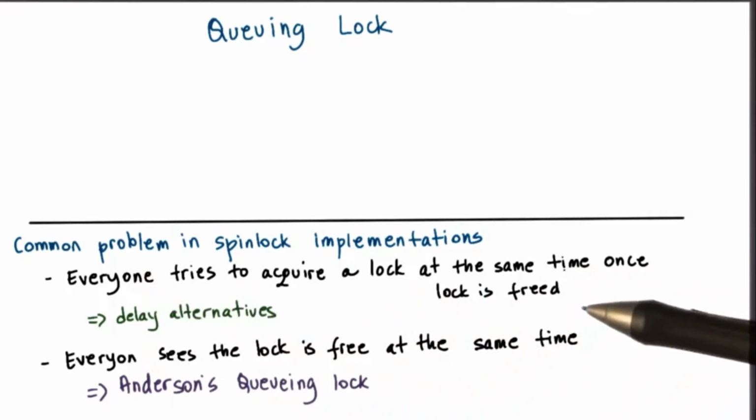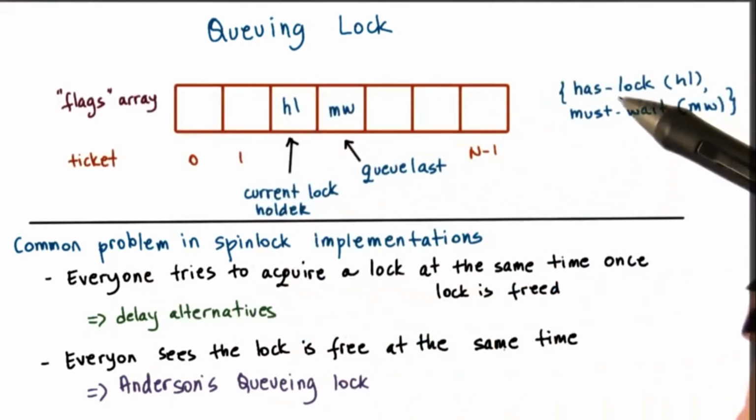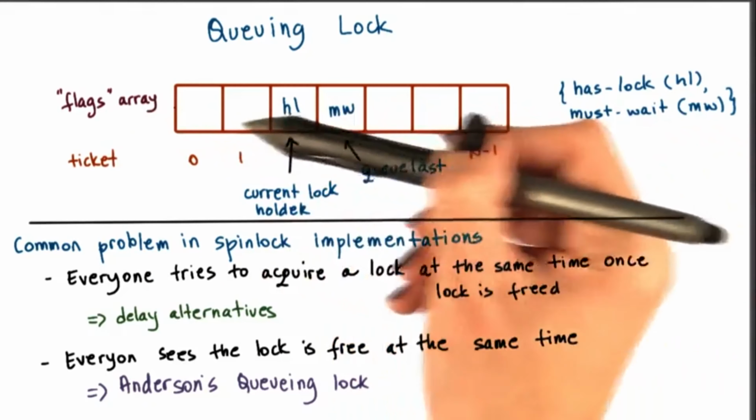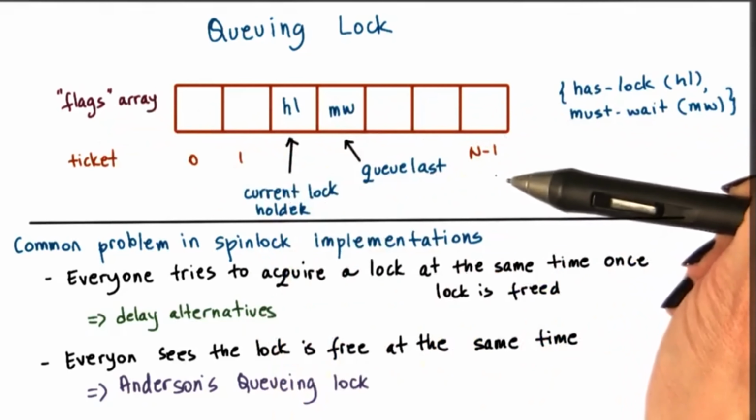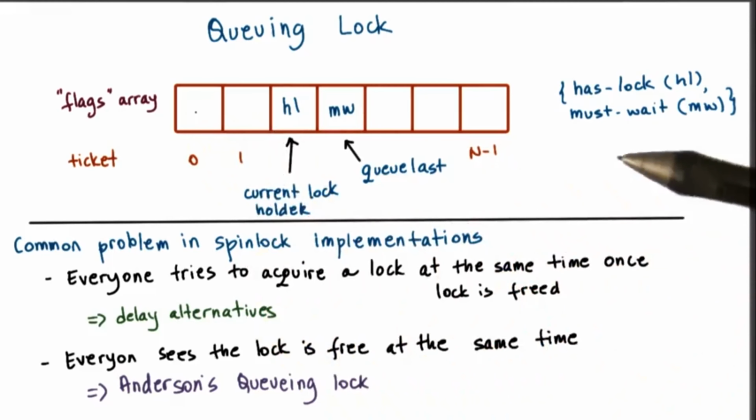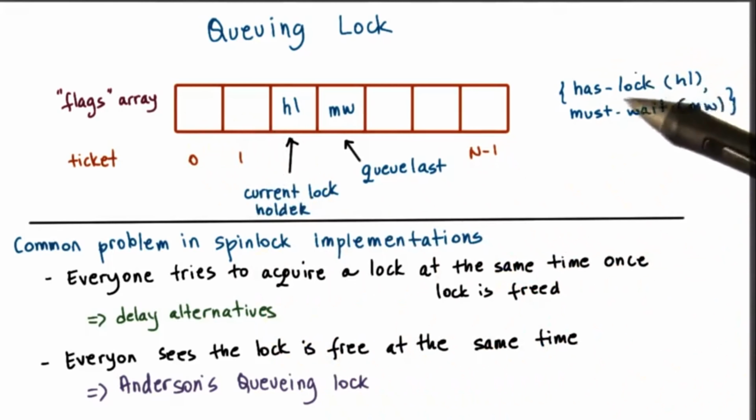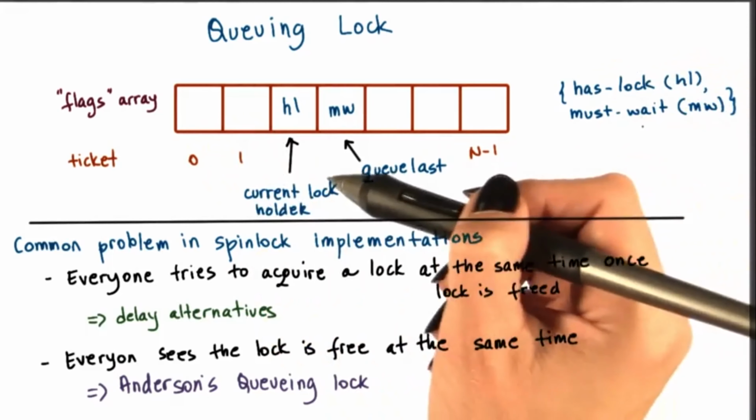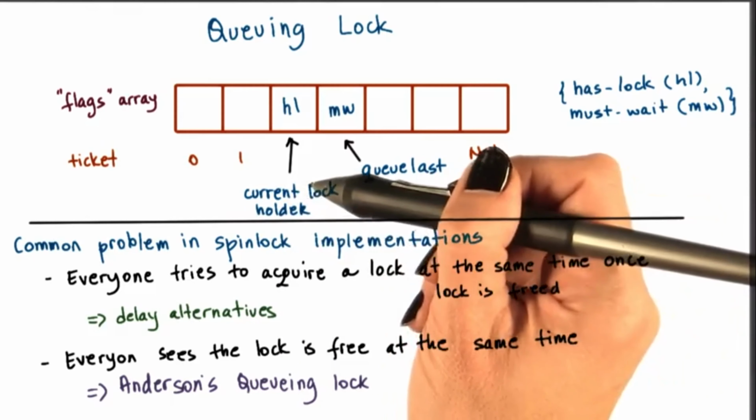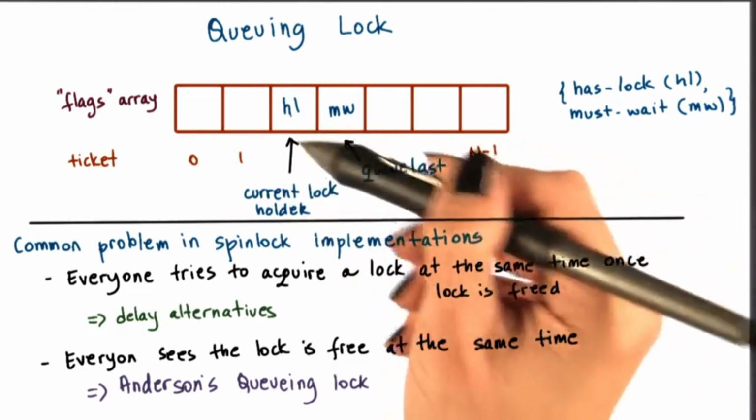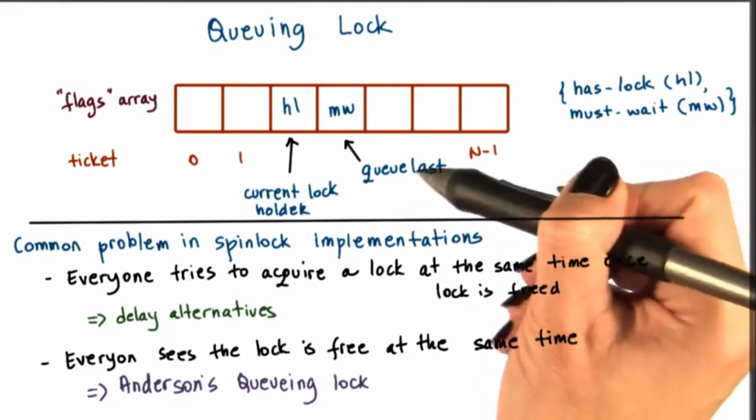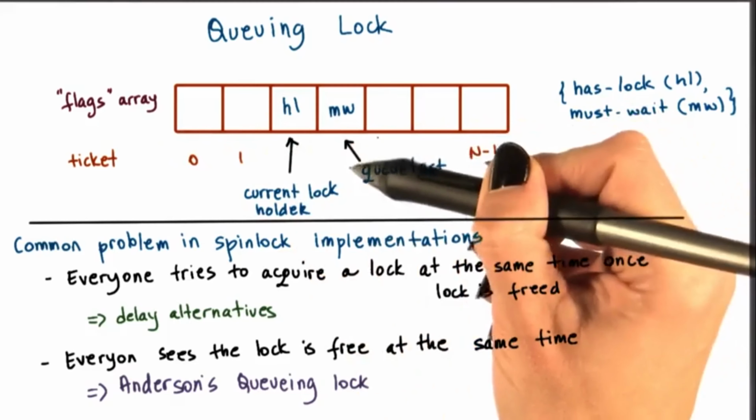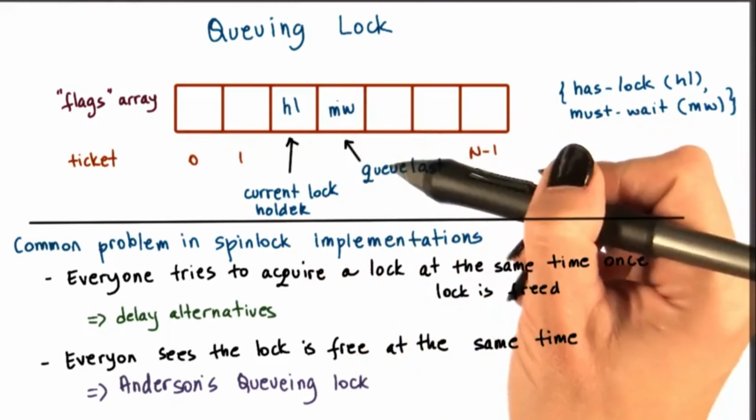So let's take a look at what this lock looks like. The queuing lock looks as follows. It uses an array of flags with up to n elements, where n is the number of processors in the system, and every single one of the elements will have one of two values, either has lock or must wait. In addition, we will have two pointers. They will indicate the current lock holder, so that one clearly will have a value of has lock, and it will also indicate the index into this array that has the last element on the queue.